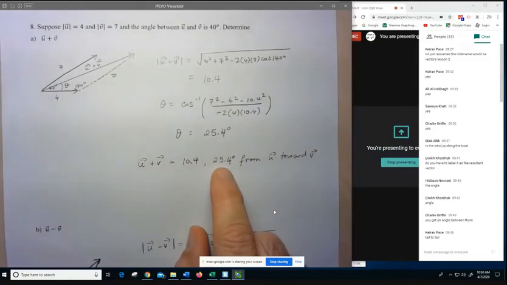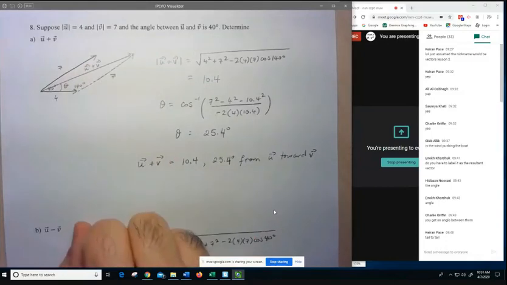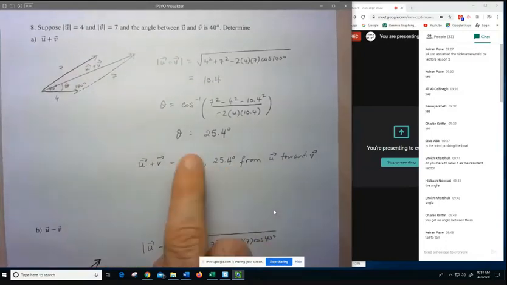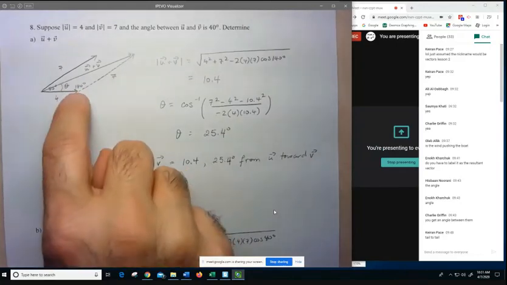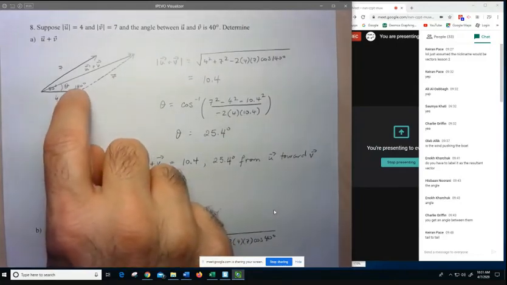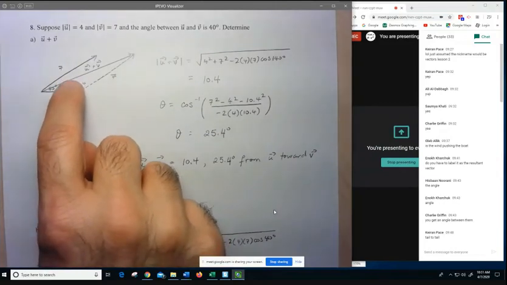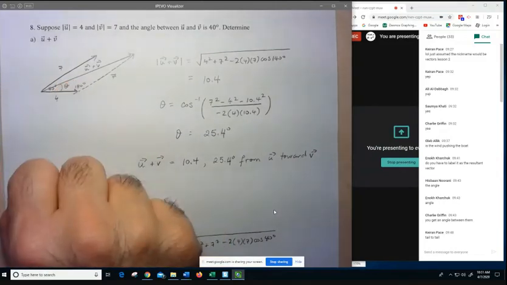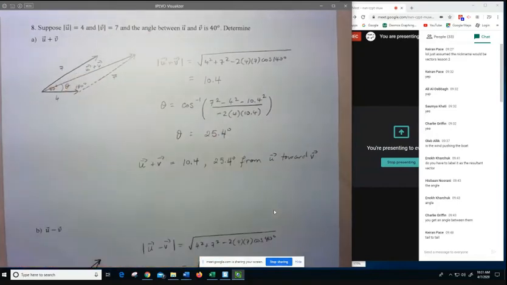Okay, and look at how I define the direction. I just define it with respect to the two vectors that I'm given. So what I said is that this vector u plus v is 25.4 degrees from u towards v. Okay, moving towards v. And that's the way that we can define direction when it comes to information given this way.